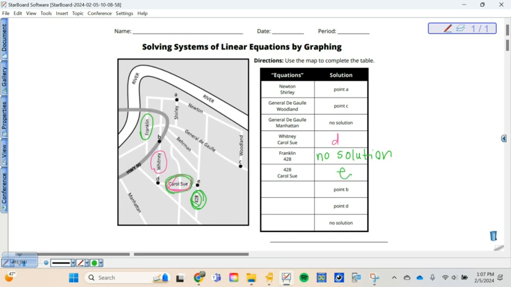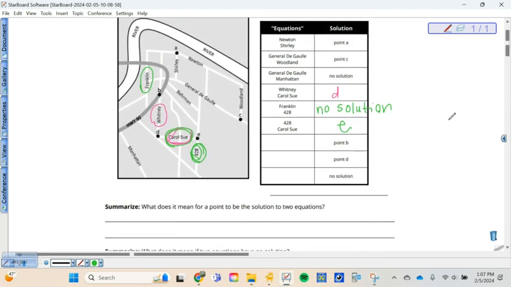E, good. So what does it mean for a point to be a solution to two equations? Yeah, it's where they meet. It's where they intersect. It is where they intersect.